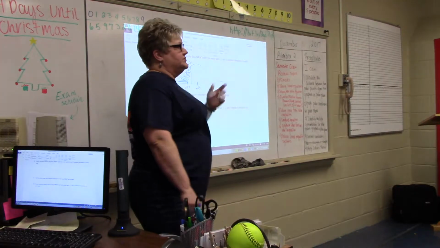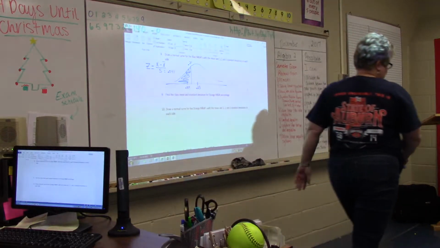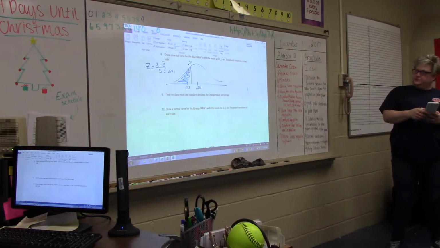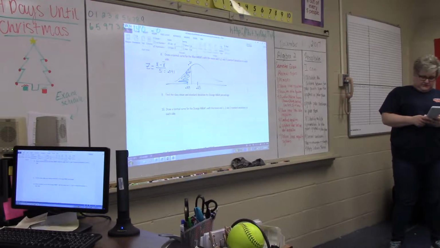So what was your Z-score? Let me do mine. Mine is 0.2, the mean is 0.23, divided by 0.041.